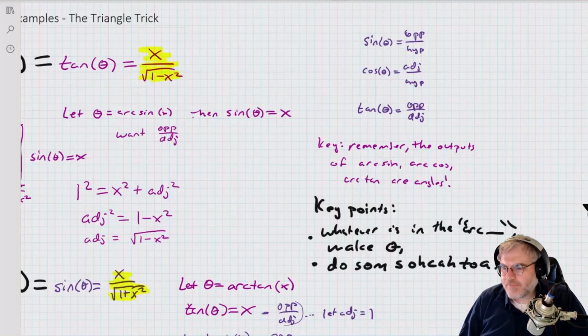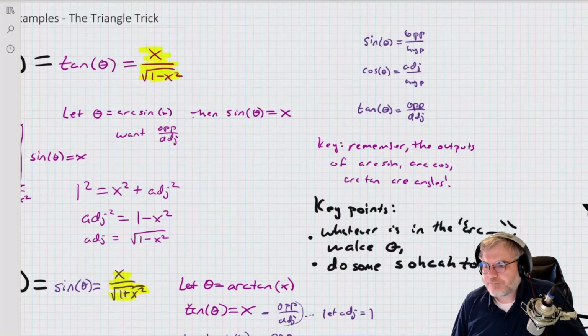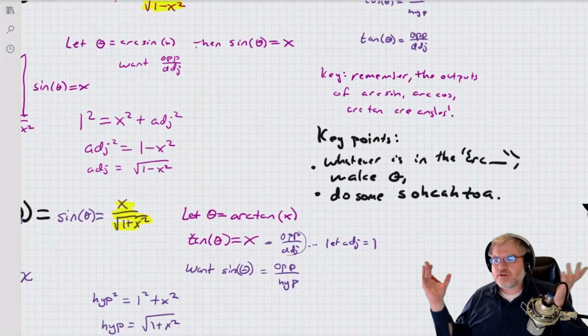Okay. All right, and that should be sum. There we go. And then do some SOHCAHTOA. Okay, so that's it for the triangle trick.